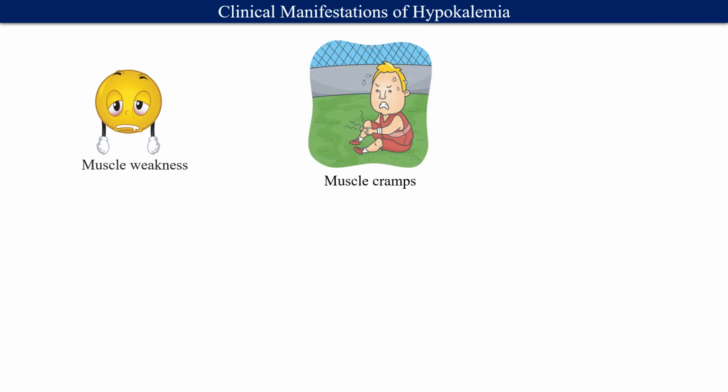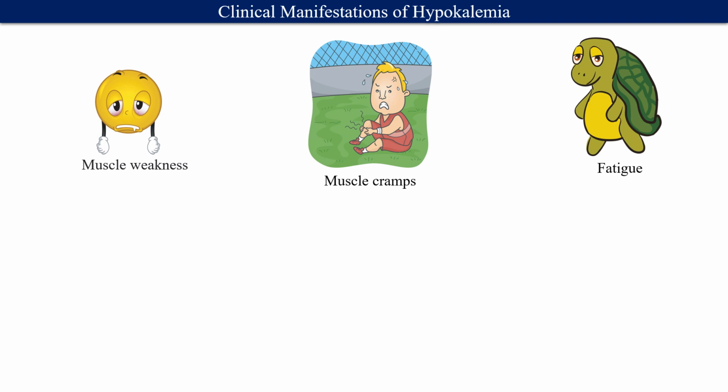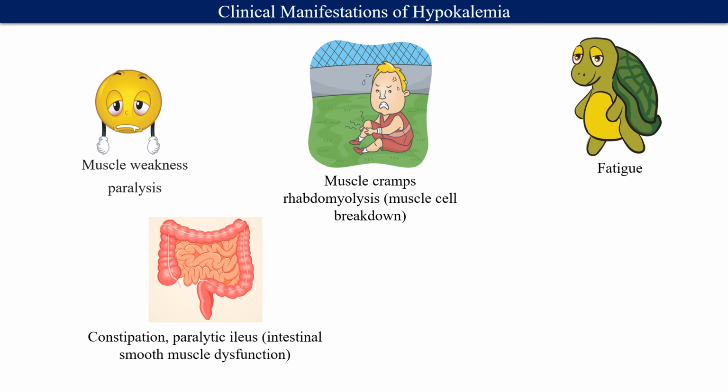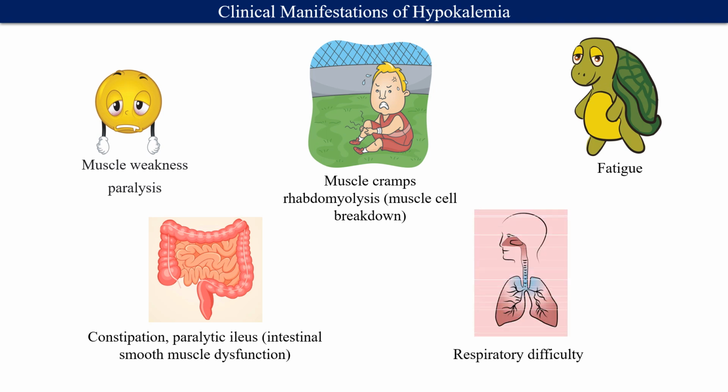How do patients with hypokalemia present? Symptoms depend on the severity and acuity of the hypokalemia. Symptoms may range from muscle weakness, muscle cramps, and fatigue, to rhabdomyolysis and paralysis, constipation and paralytic ileus, and respiratory difficulty.